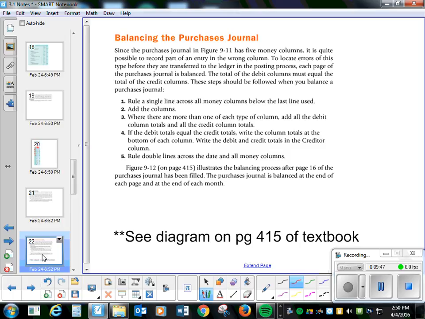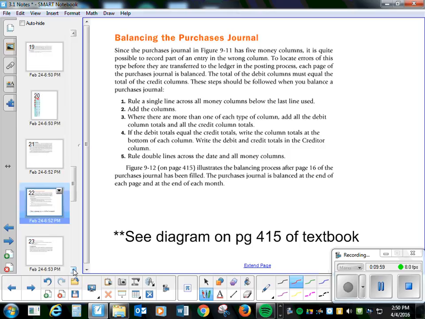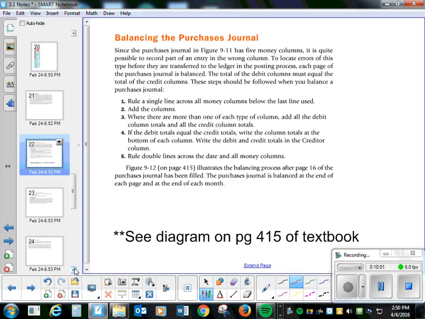Now, on the left-hand side at the very bottom, you'll see where it says debits and credits. Your debits always have to equal your credits. And if they don't, then you know that you need to go back and figure something out. So that is how you would total and balance your purchase journal.